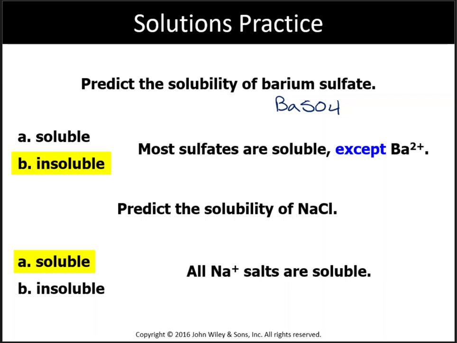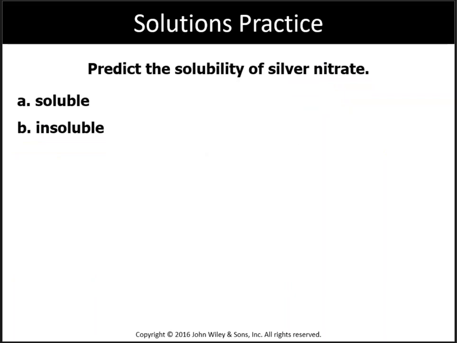Now, most salts are soluble in water, because salts are ionic compounds and water is highly polar. That's why salts dissolve in water. So let's do one more example and then we move on. You want to predict the solubility of silver nitrate, and again, it's the solubility of silver nitrate in water. Is silver nitrate soluble or insoluble in water? Soluble. Very good.